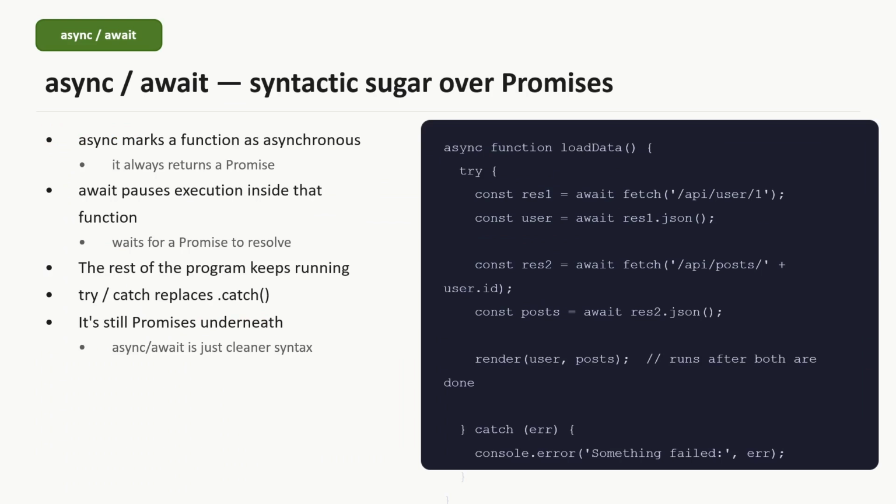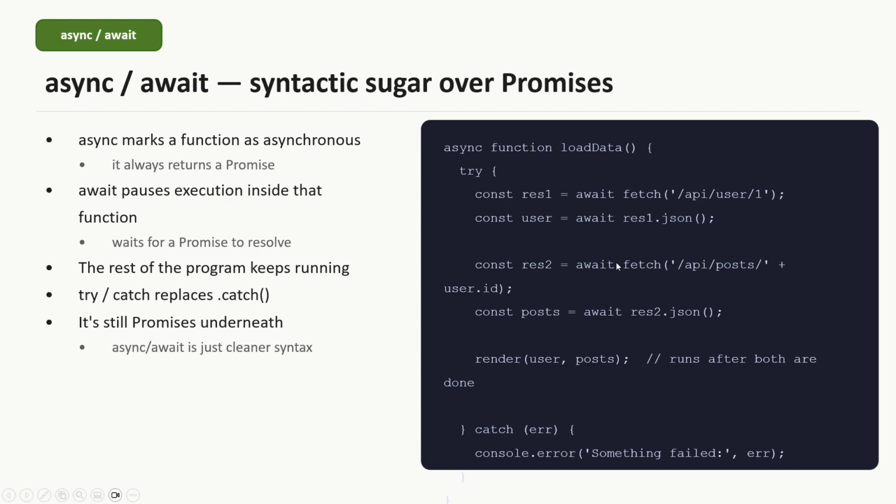And then async await was introduced in ES 2017, and it's the most common way to write async code today. The async keyword before a function means it always returns a promise. The await keyword inside it says pause here and wait for this promise to resolve before moving on. But crucially, only this function pauses. The rest of your program keeps running.